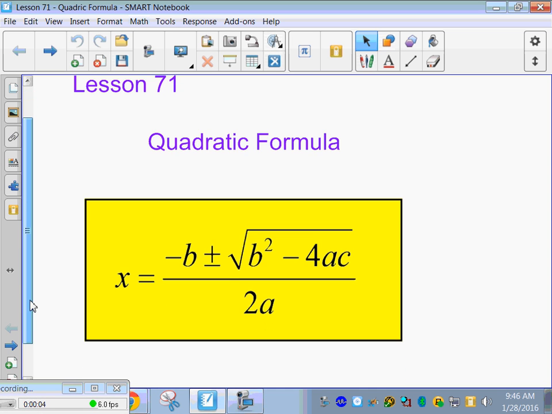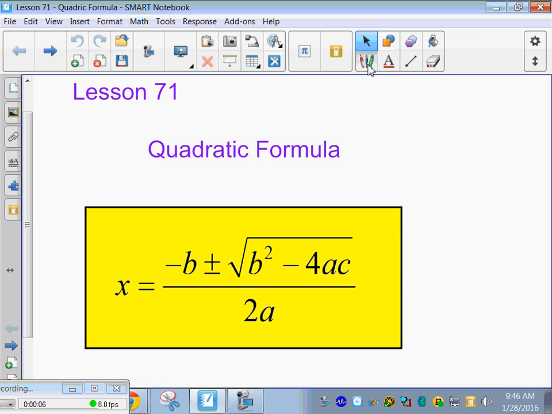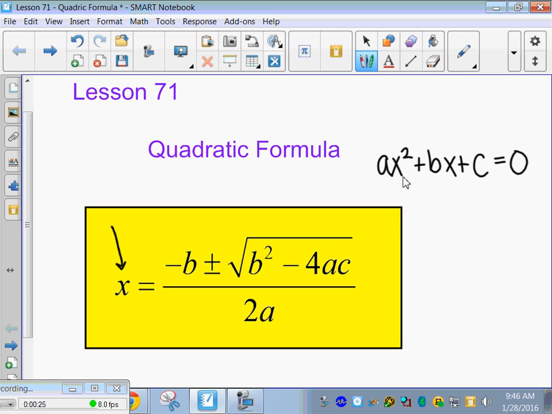So lesson 71 is the quadratic formula, which is x equals negative b plus or minus the square root of b squared minus 4ac all over 2a. So what are a, b, and c? You want your quadratic equation to be in standard form, which means the x squared piece first, the x piece second, your constant here, and equal to 0. And then you have an a, b, and a c.